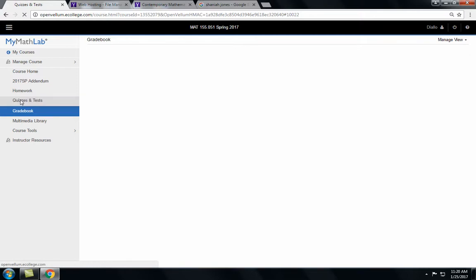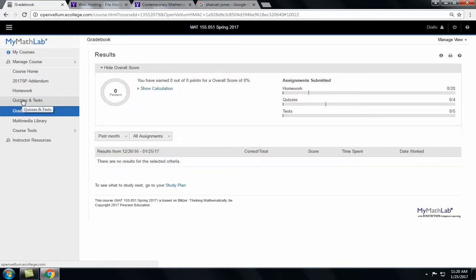Next, we have the grade book. And in the grade book section, you can keep your overall score up to date. It also gives you the time spent and also the date worked on your problems.